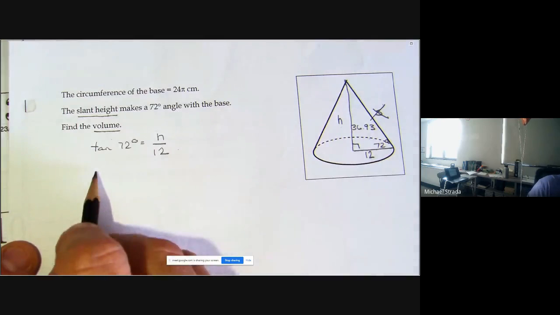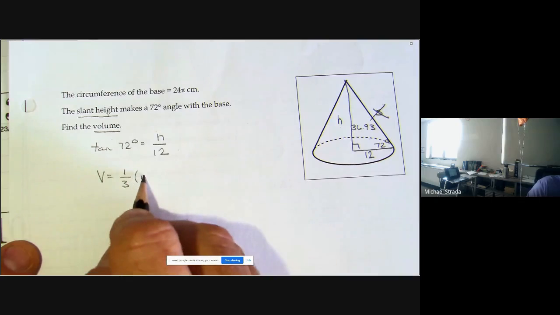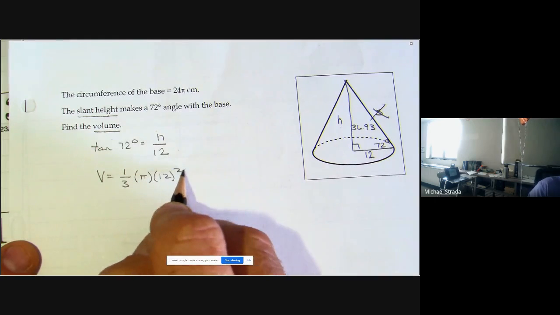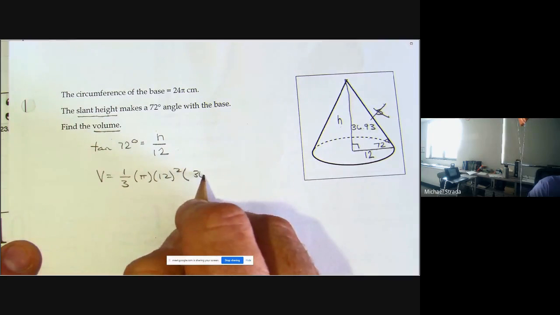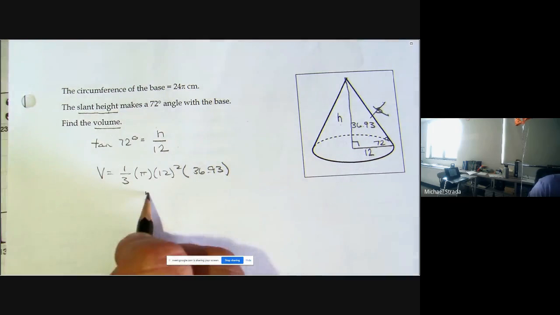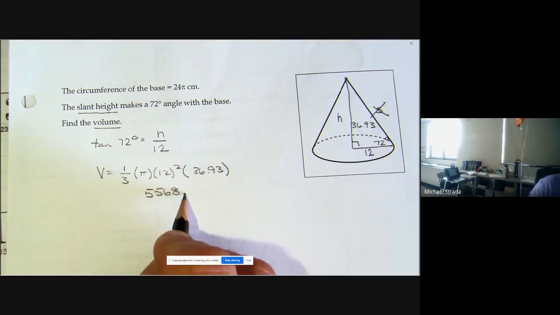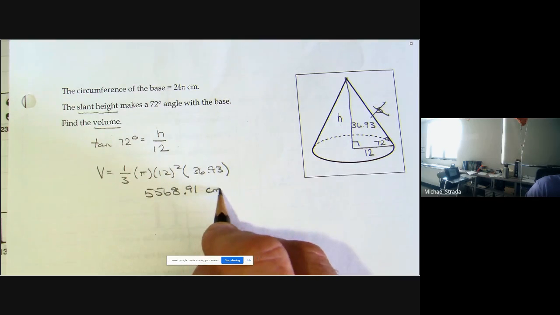So now volume equals 1/3 because it is a cone, pi, 12 squared, times the height we just found to be 36.93. When I plug everything in, 144 pi divided by 3 times 36.93, we get 5568.9, or 5569 depending upon where you round it to, centimeters cubed.